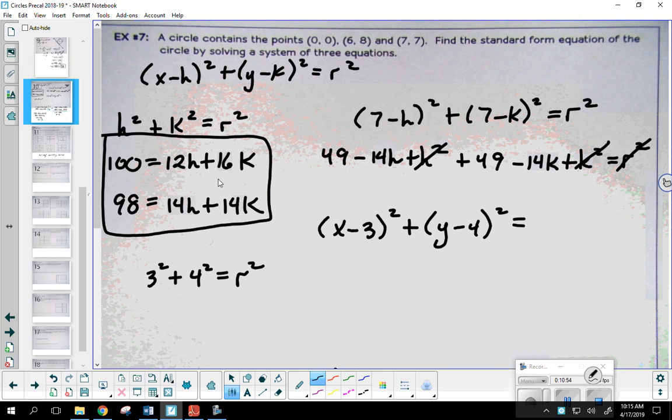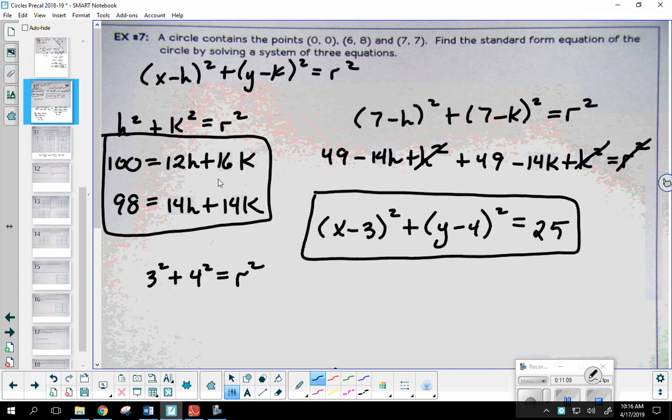And hopefully you'll recognize that as a 3, 4, 5. Okay. So if the radius is 5, that means the squared radius has to be 25. So this should be the equation of the circle that contains 0, 0, 6, 8, and 7, 7. Okay, questions?